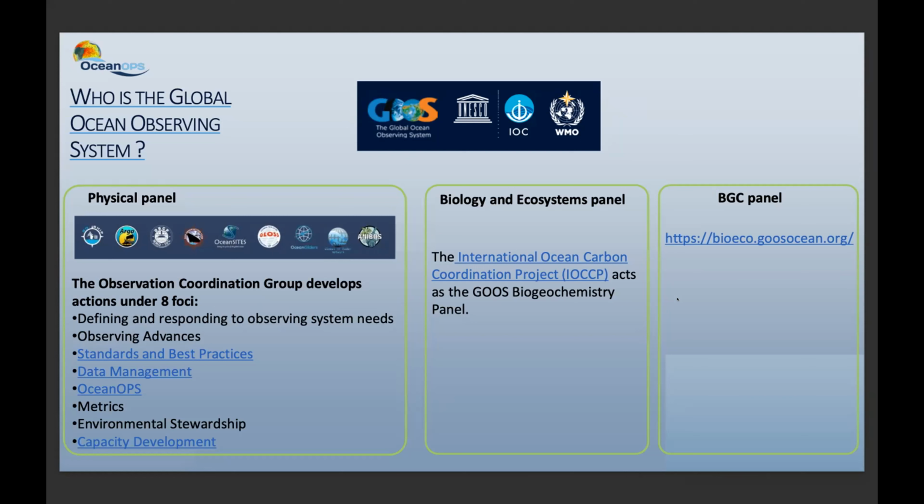This physical panel is grouped under a board called the Observation Coordination Group, which focuses on 8 different items that you can see here: the progress on ocean observation, defining the needs of the observing system, working on standards and best practices, and on data management. OceanOps, the team I'm part of, is in charge of monitoring the activity of those programs. We're also working on metrics and capacity development, etc.